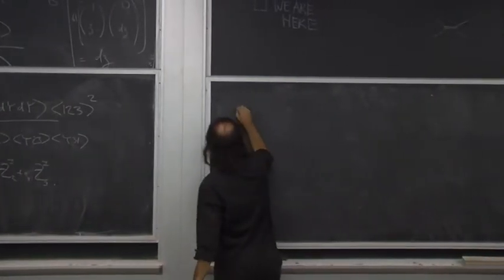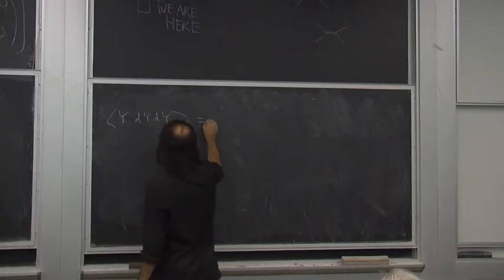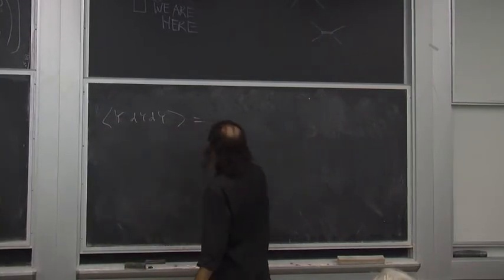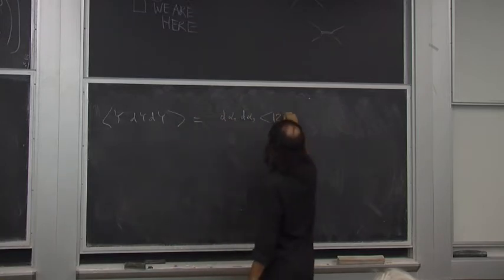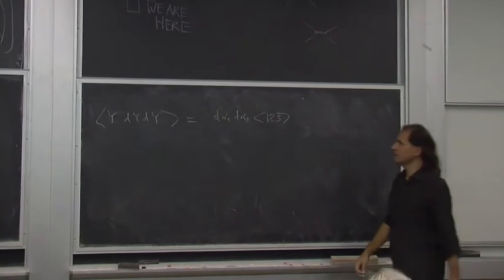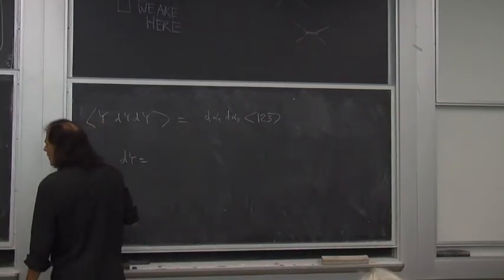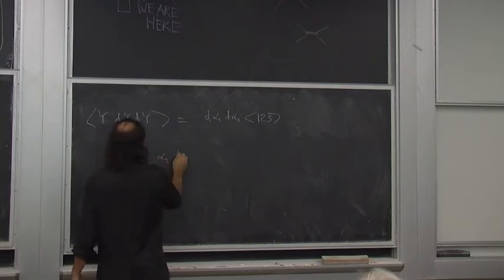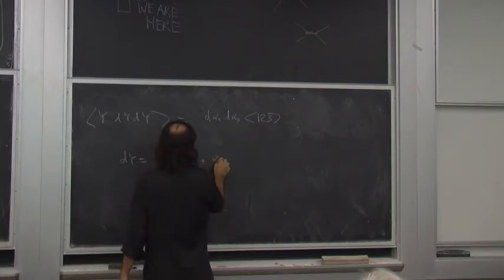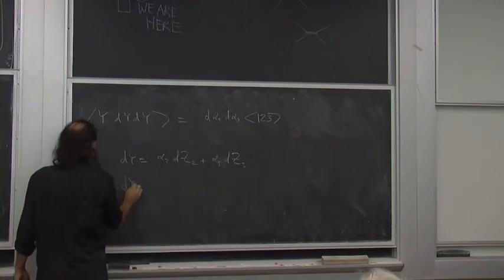So y dy dy. So first let's compute this. Y dy dy is equal to d alpha 2 d alpha 3 times 1, 2, 3. Is that clear? If it isn't, dy is equal to alpha 2 dz2 plus alpha 3 dz3.